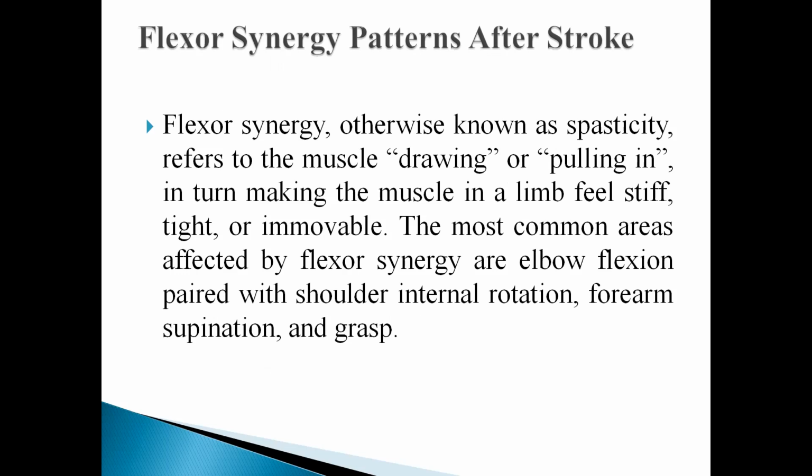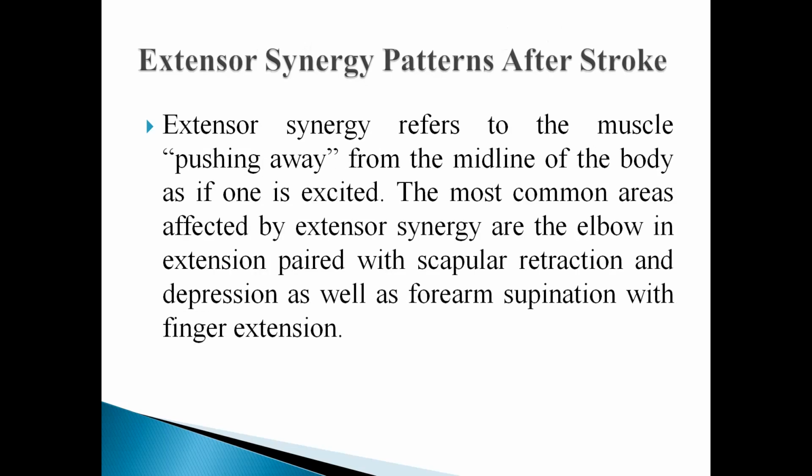So flexor synergy is otherwise known as spasticity. It is the muscle drawing in or pulling in, in turn making the muscle of the limb feel very stiff, tight, spastic, or immobile. The most common areas usually affected by flexor synergy are elbow flexion paired with shoulder internal rotation, forearm supination, and the grasp.